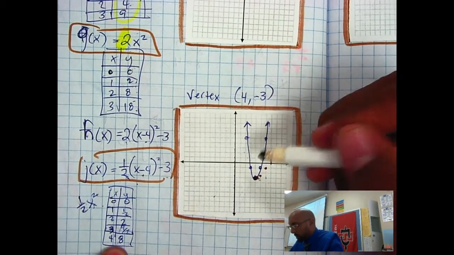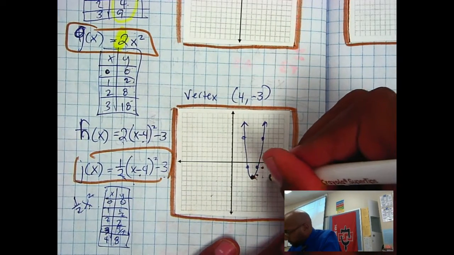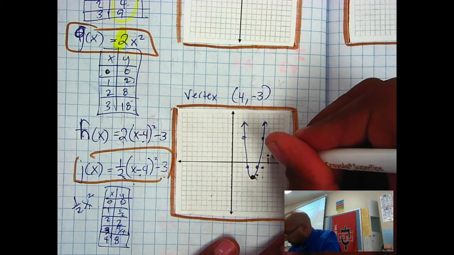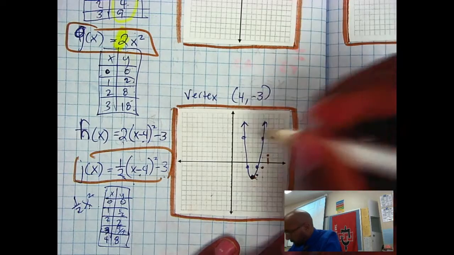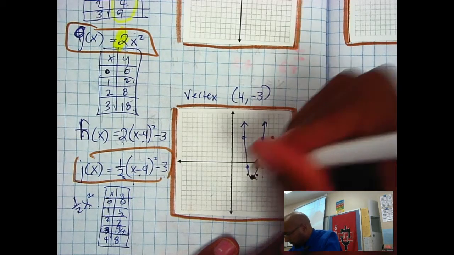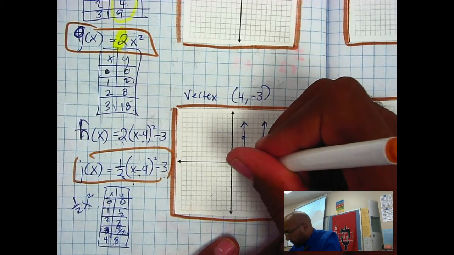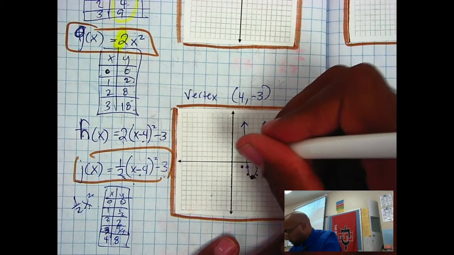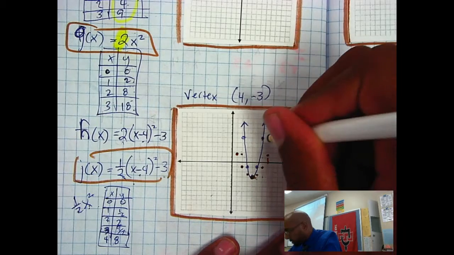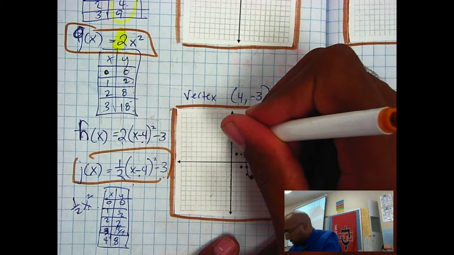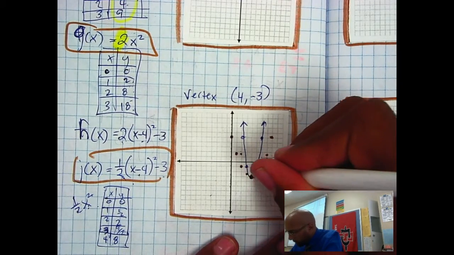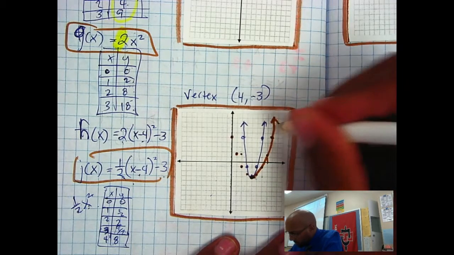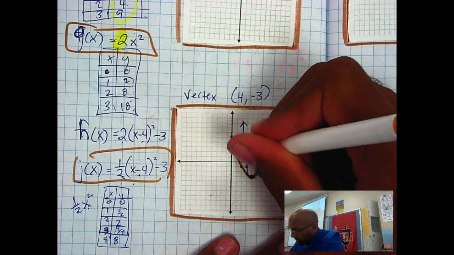And the last one, it goes up 8. So from here, 4, and then we go up 8. 1, 2, 3, 4. 1, 2, 3, 4. Okay, and then again, reflect it over to the other side. Over there. Okay, and then there is our graph. You notice that it got wider this time.